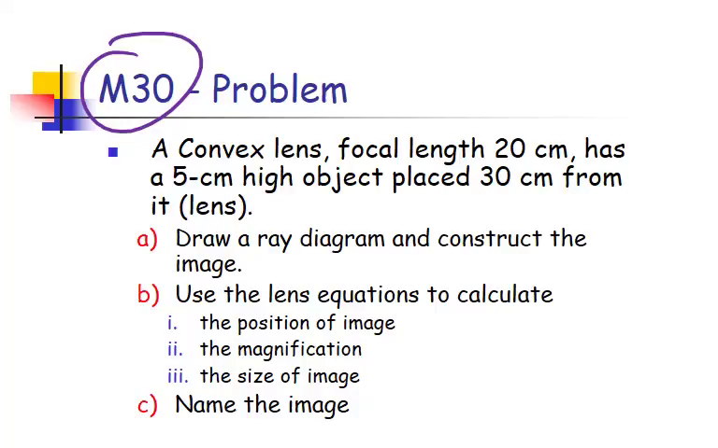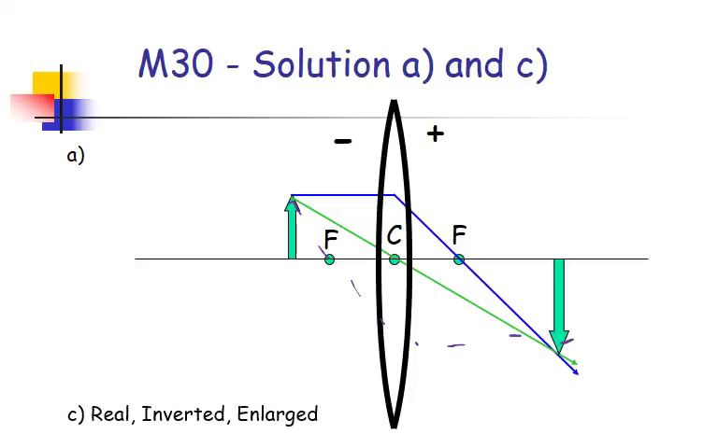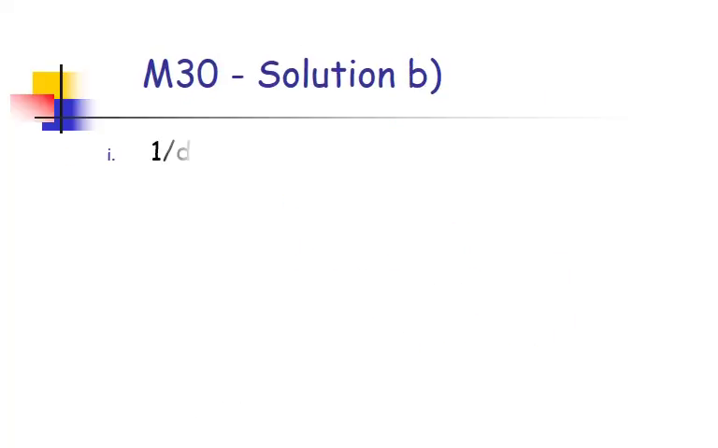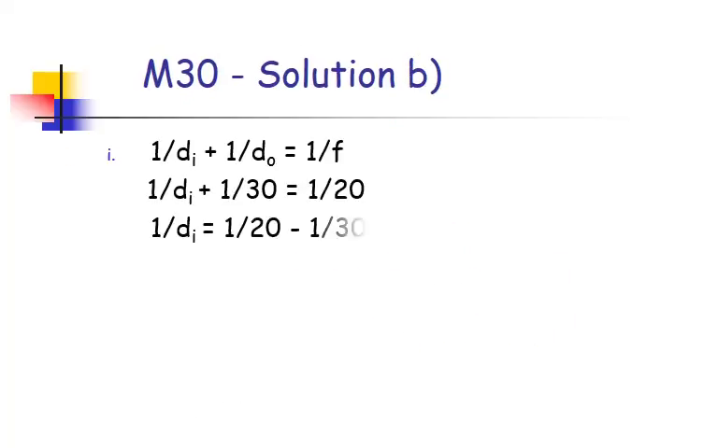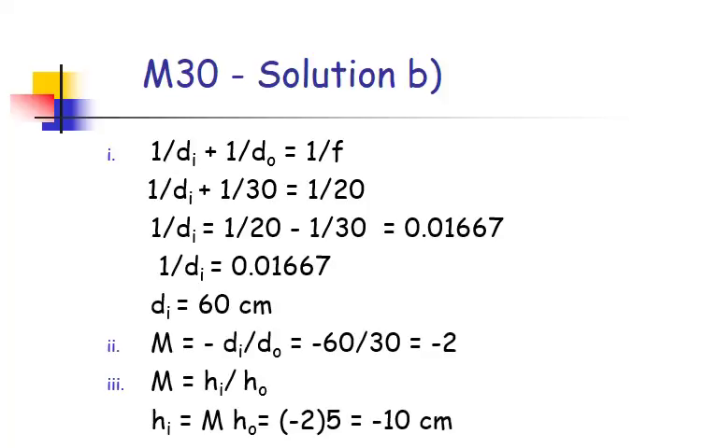All right, so we should get, we have our parallel ray through the focus, center ray. Again, we could go through the focus and then come out parallel. And we should get our image out here. Real, inverted, enlarged. DI should come out to be 60 centimeters, magnification of -2, and that will make it -10 centimeters.